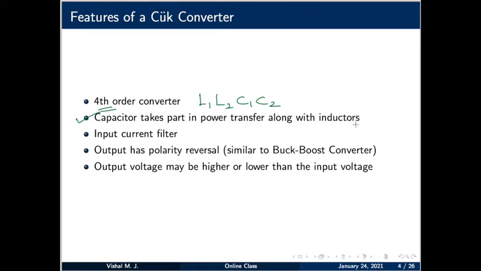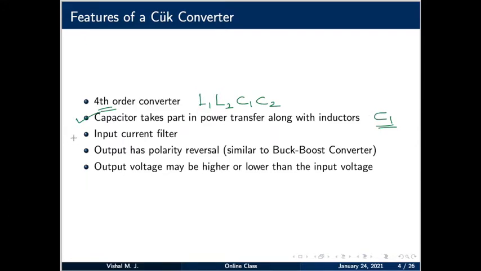In the earlier cases, that is the buck and boost converters, only the inductors took part in power transfer, and the capacitor was only acting as a filter. Here, one of the capacitors takes part in power transfer. Precisely, C1 will take part in power transfer along with the inductors L1 and L2. C2 has the same role as before: it acts as an output filter only, a filter capacitance for reducing the voltage ripple.